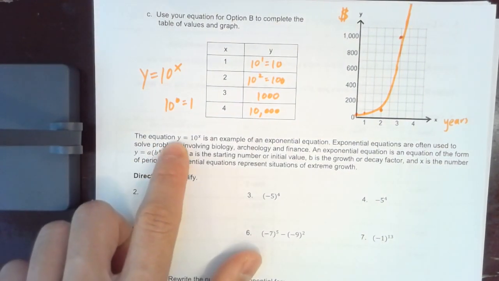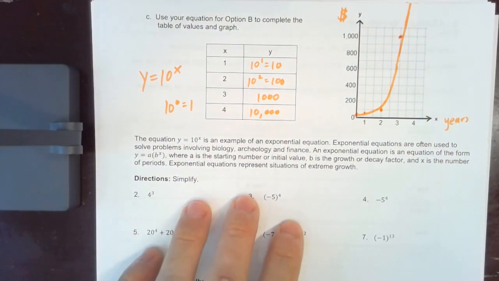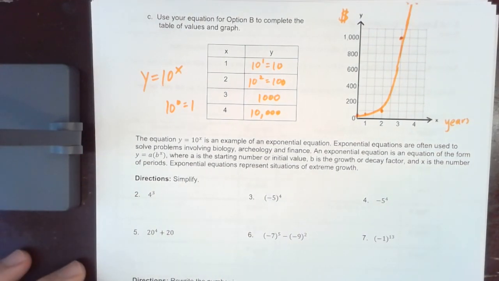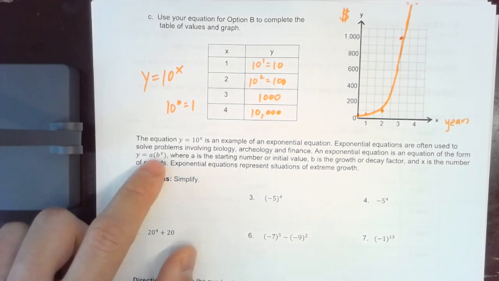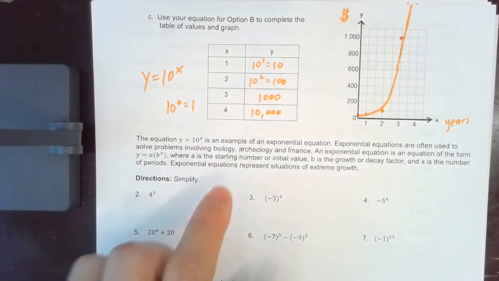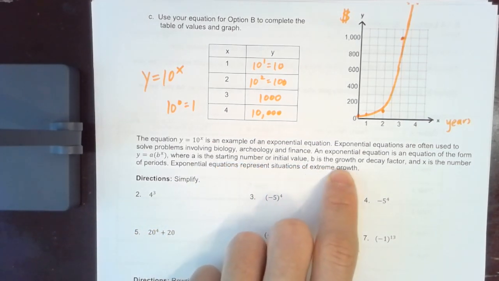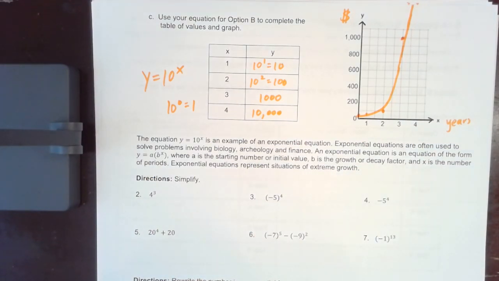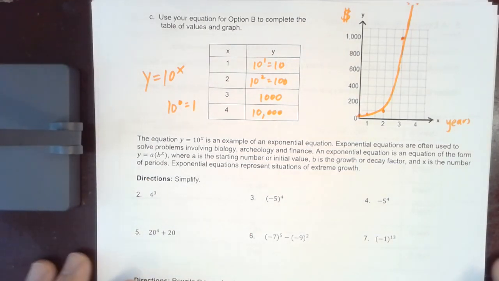Okay. The equation y equals 10 to the x is an example of an exponential function or an exponential equation. Exponential equations are often used to solve problems involving biology, archaeology, and finance. An exponential equation is an equation of the form y equals a times b to the x power, where a is the starting number or initial value, and b is the growth or decay factor, and x is the number of periods.